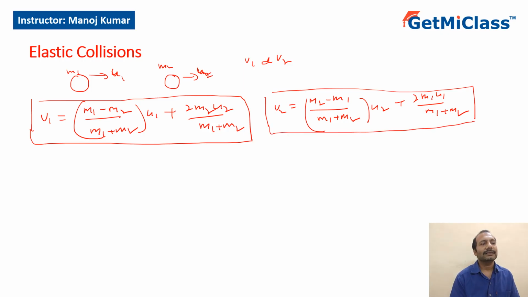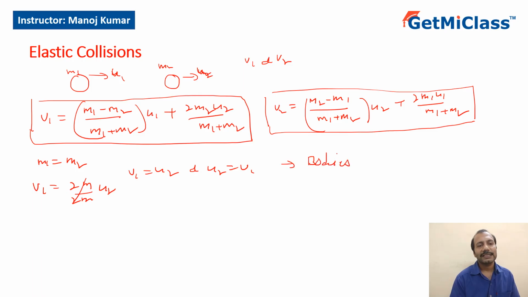Now let's look at some special cases. If m1 equal to m2, what will happen to v1? This part becomes 0, and it will become 2m/(m + m) into u2. So this cancels, and I get v1 equal to u2 and v2 equal to u1. That means bodies exchange their velocities. So when the masses are the same, bodies exchange their velocities, right?